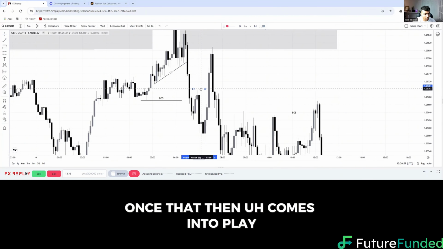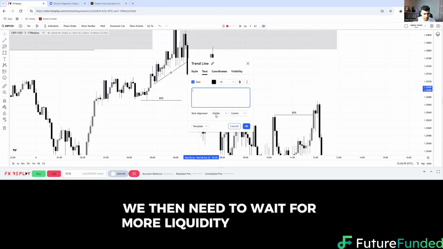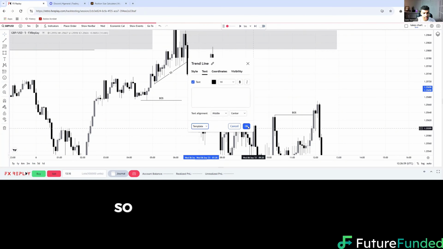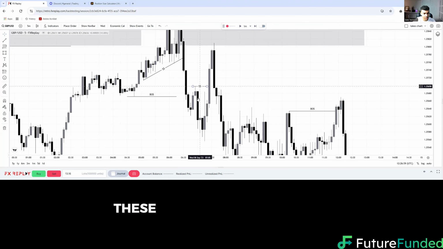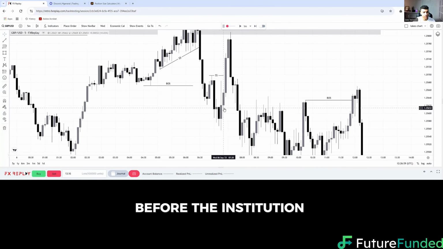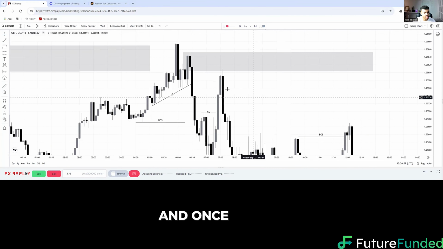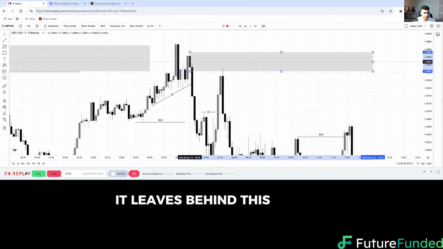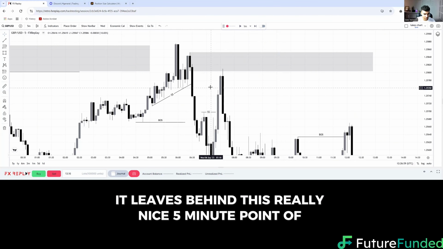Once that comes into play, we then need to wait for more liquidity to get built. So this is what I like to call inducement. These are just areas where liquidity is getting built up before the institution decides to step back in. And once it does, it leaves behind this really nice 5-minute point of interest.